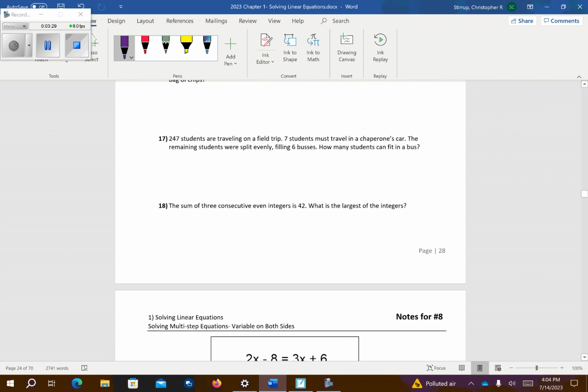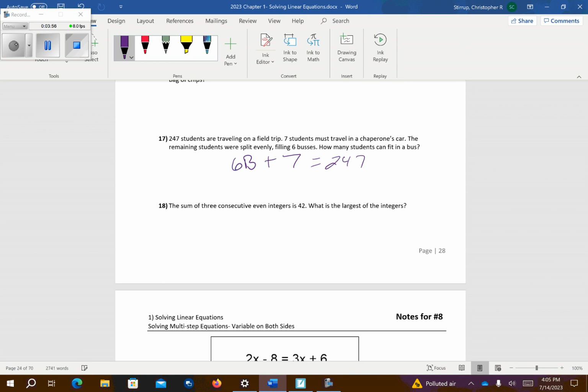Okay, number 17. 247 students are traveling on a field trip. 7 students must travel in a chaperone's car. The remaining students are split evenly amongst 6 buses. How many can fit in each bus? So I have 6 buses, and then 7 kids have to go into the chaperone's car. So there's just these 7 that are outside of the buses. And there was 247 total.